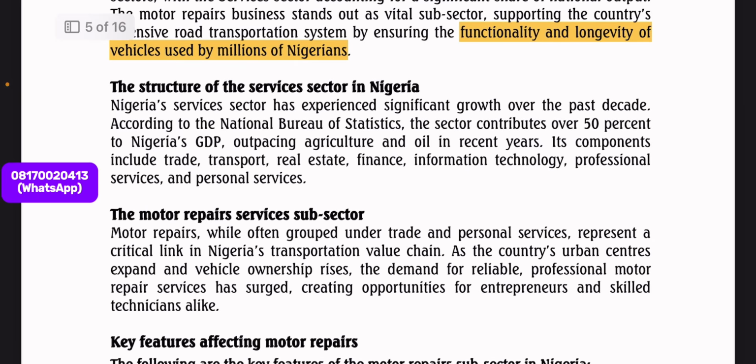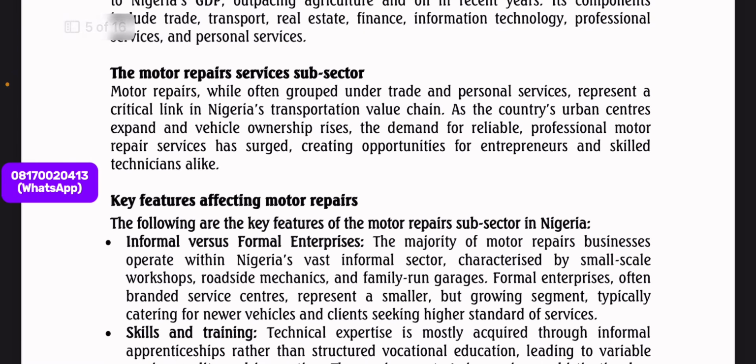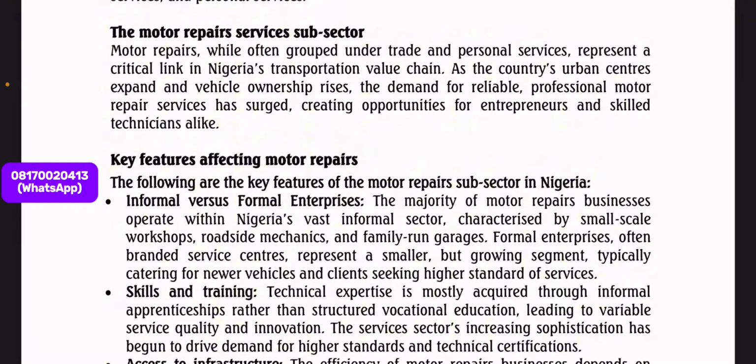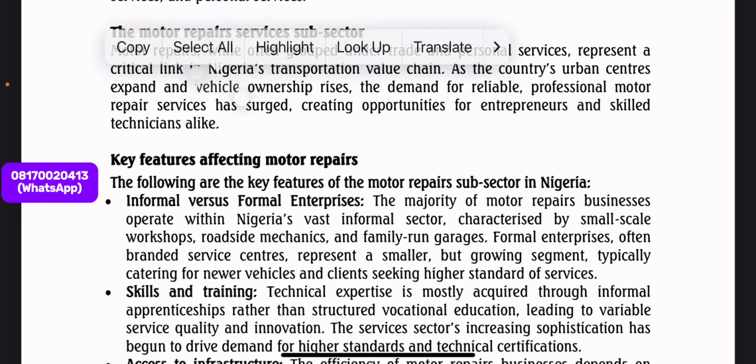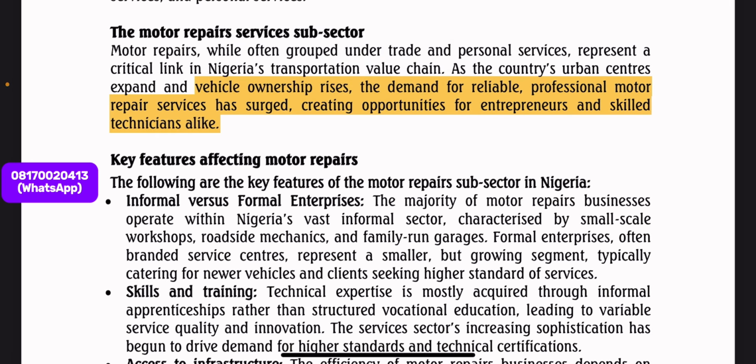Then they also made us understand that the service sector has experienced growth over the past decade, and how the motor repairs service itself has grown. They said the reason for this is vehicle ownership. People are now owning more vehicles, and then there's demand for repairs. So if people are owning more vehicles, more repairs are going to be needed. That's why the economy is thriving. Well, let's just keep reading.